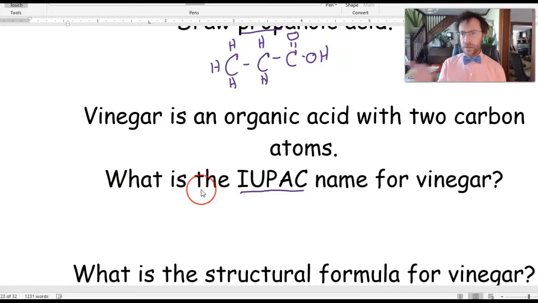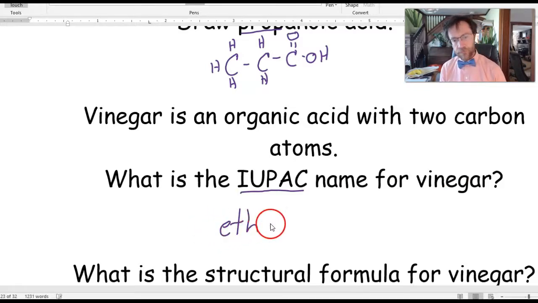Vinegar is sometimes called vinegar, sometimes it's called acetic acid, sometimes it's called glacial acetic acid. So everyone's like, this is stupid. Let's just come up with a uniform way so we know what it is in the name, which was brilliant. So, 2 carbons. Eth, but instead of ethane, ethanoic. And then we just say acid.